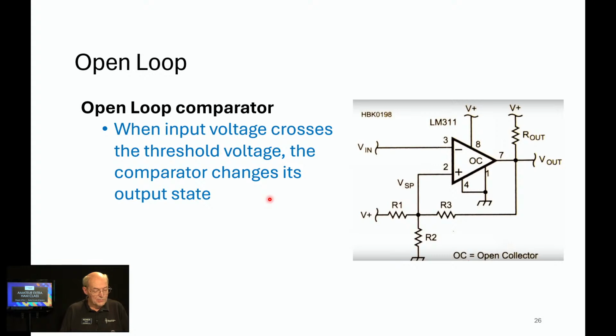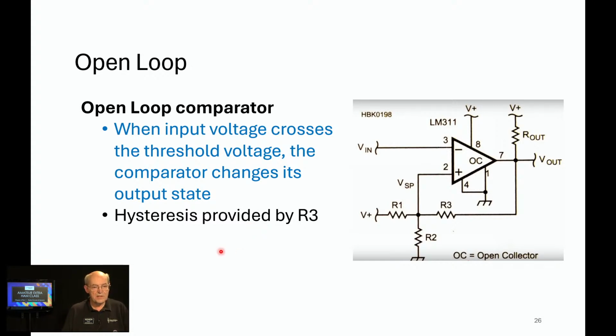All right, well, how do we know what the threshold voltage is? Well, remember we were talking about voltage dividers? Well, here we've got a voltage divider, R1 and R2, setting a specific voltage on pin 2. So when the input voltage on pin 3 crosses the threshold voltage that we've set on pin 2 with these bias resistors, and you could call them that, or voltage divider resistors, the comparator changes its output state. So it'll snap from high to low on the output.